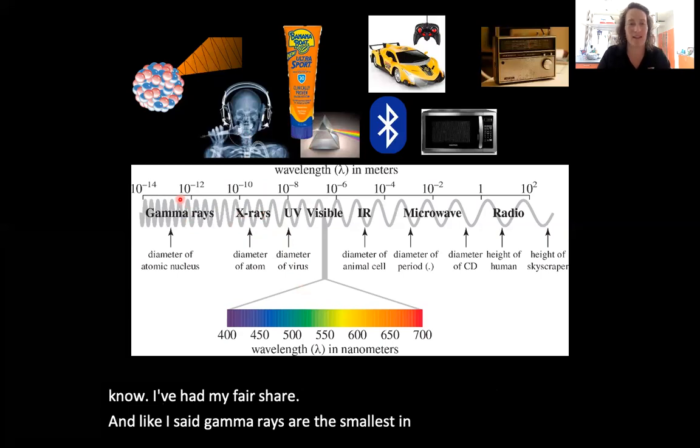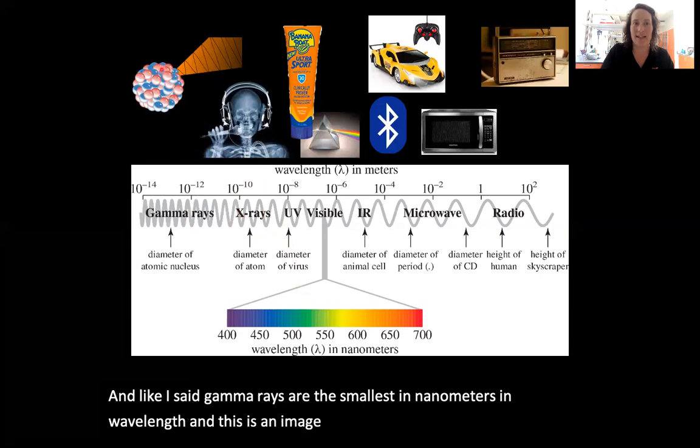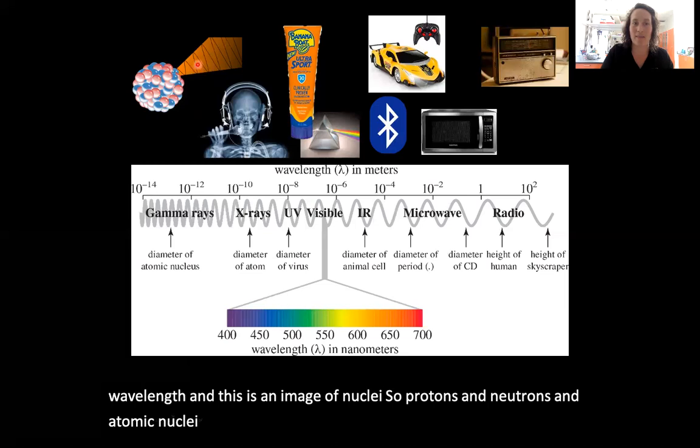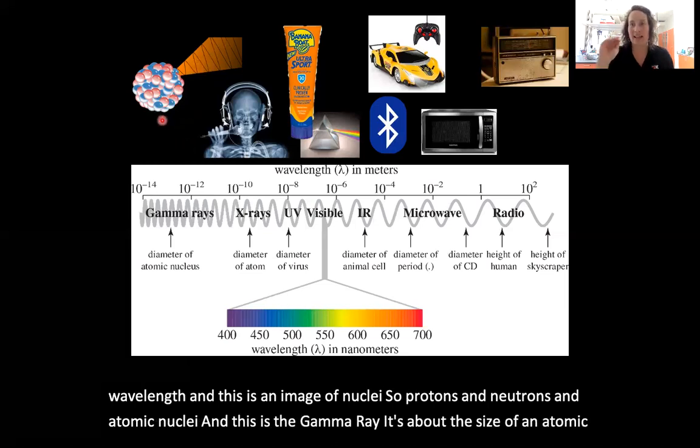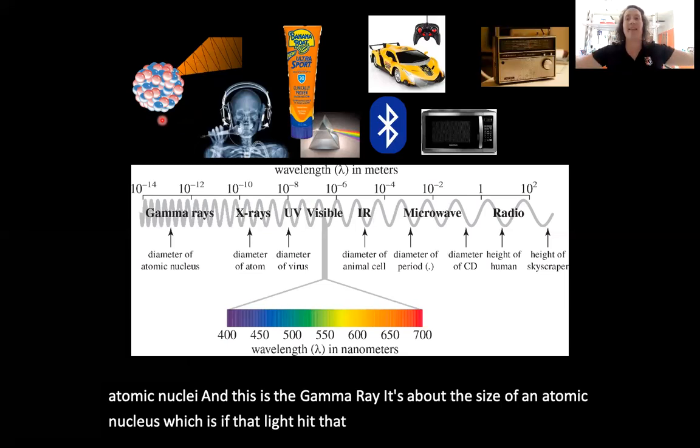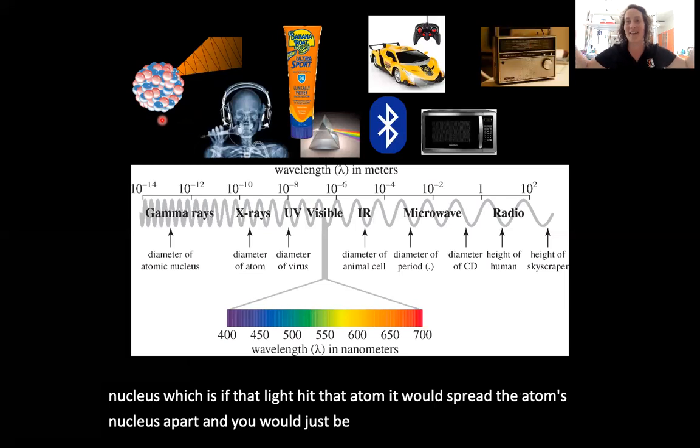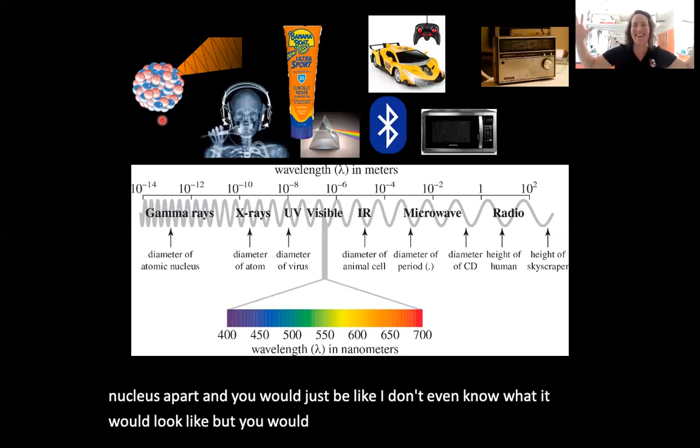in wavelength, in nanometers. And this is an image of a nucleus, so protons and neutrons in an atomic nucleus, and this is a gamma ray. It's about the size of an atomic nucleus, which is why if that light hit that atom, it would spread the atom's nucleus apart, and you would just vaporize.